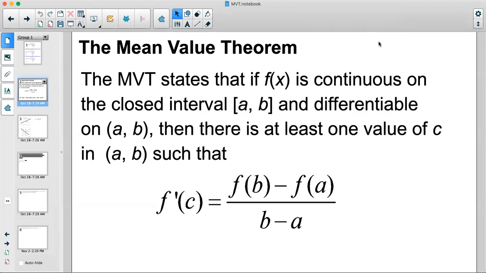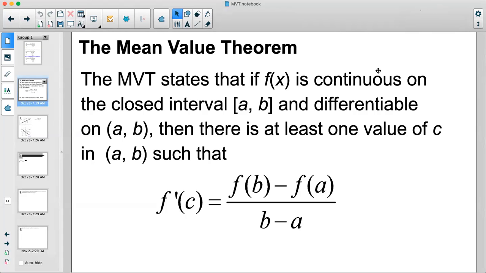Hey guys, welcome to the mean value theorem and Rolle's theorem, which are basically the same theorem. But we're going to talk about just how we use this theorem and what it tells us.